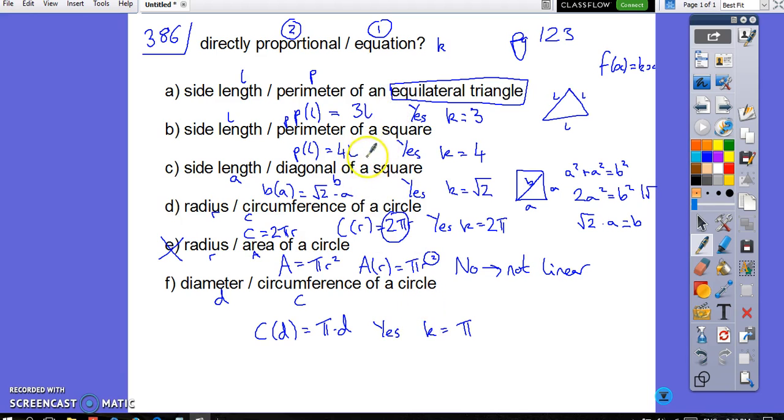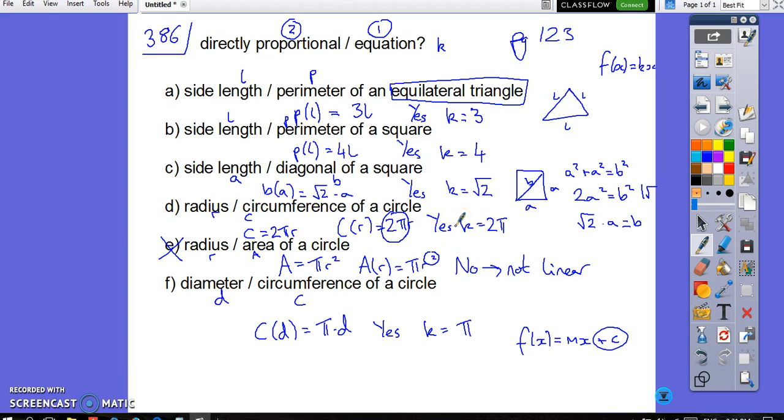If we'd had any pluses at the end of these with a plus constant, you know in our form f of x is equal to mx plus c, if we'd had any c's here that weren't 0, then also we wouldn't have a directly proportional relationship in this question.